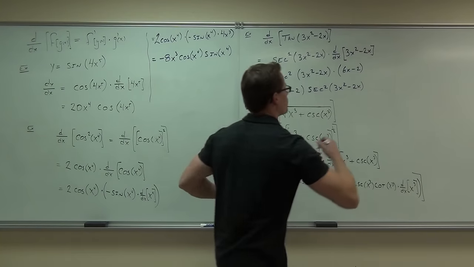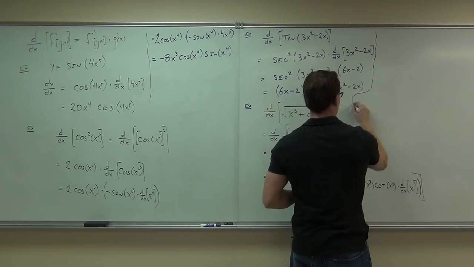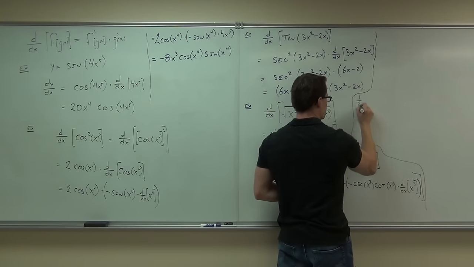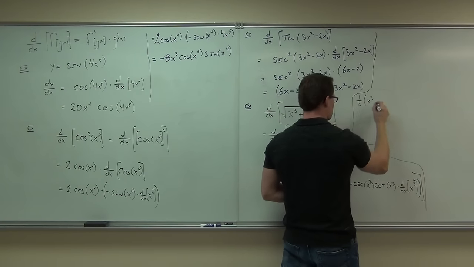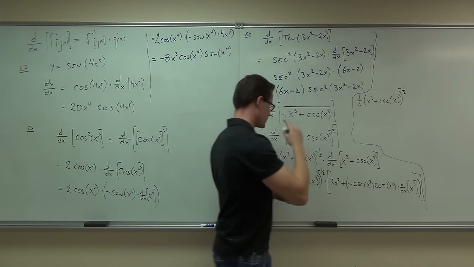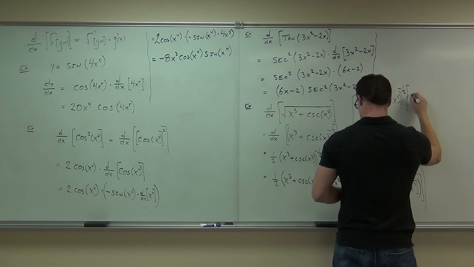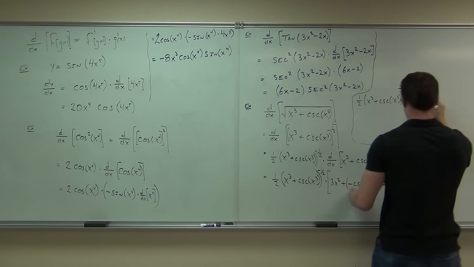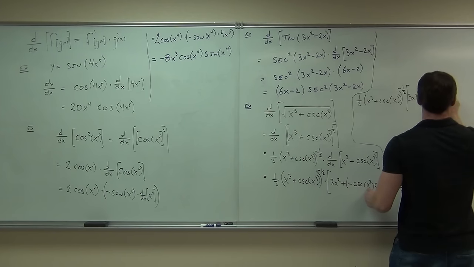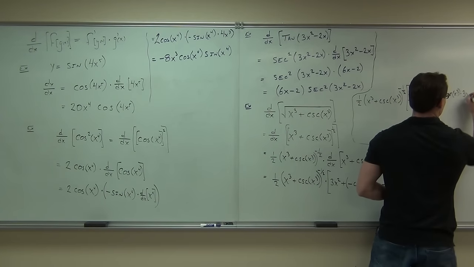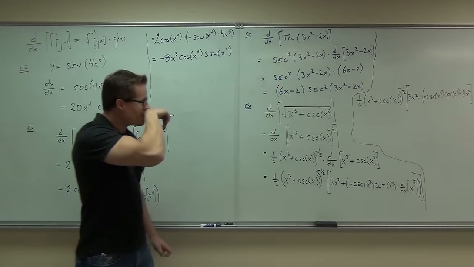Okay, let's see if I have room for this stuff. So 1/2, all this to the negative 1/2, then 3x squared, negative cosecant, cotangent, and lastly we have a little piece, 3x squared. Hope that fit. I think so.